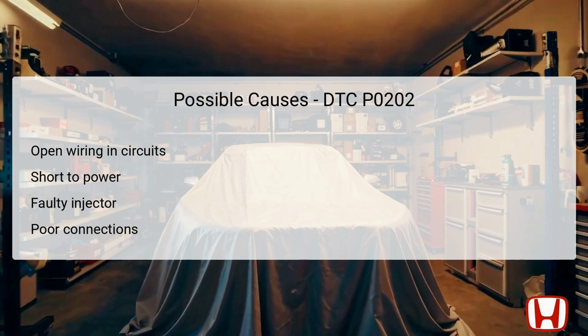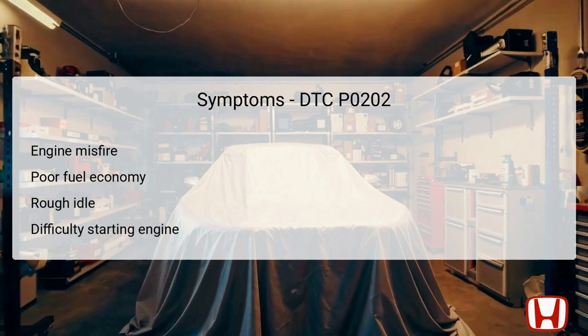A faulty injector itself may be the root cause if it's not responding properly or has internal malfunctions. Poor connections at either the injector or the powertrain control module, PCM, can also lead to intermittent faults, making it vital to inspect these connections thoroughly. It's essential to diagnose this problem by systematically checking each component and connection to identify the exact failure point that's triggering the DTC.